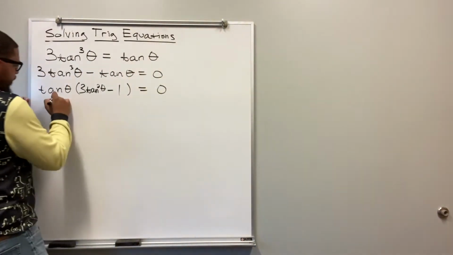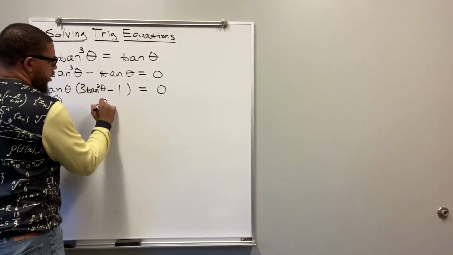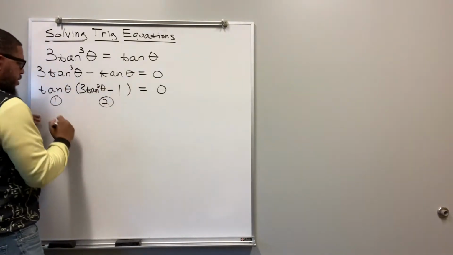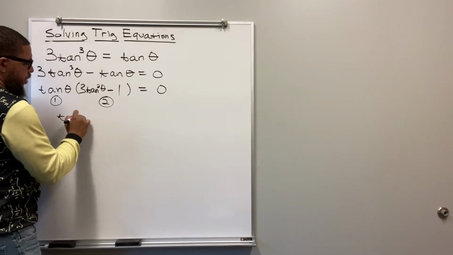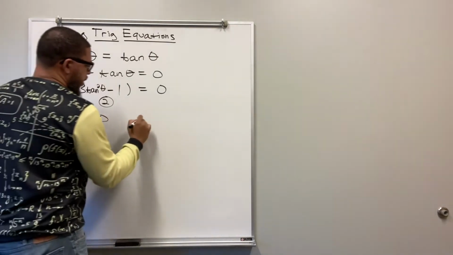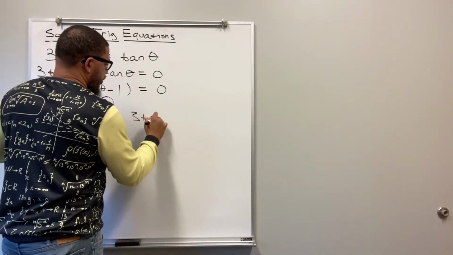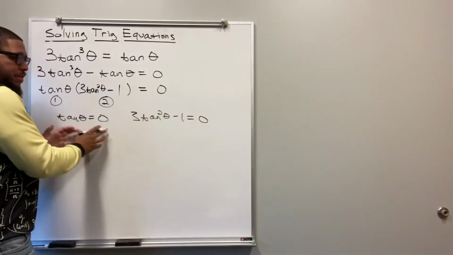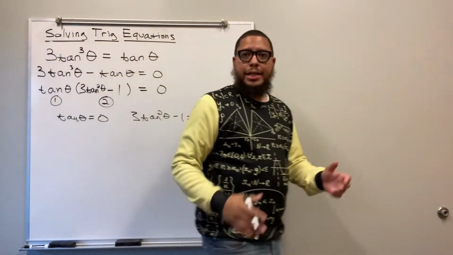So think about it like this. That's 1 equation, that's 2 equations. So each factor is going to be equal to 0. So I'm going to have tangent theta is equal to 0, and I'm going to have 3 tangent squared of theta minus 1 is equal to 0. These are my 2 equations. Now I got two separate equations.